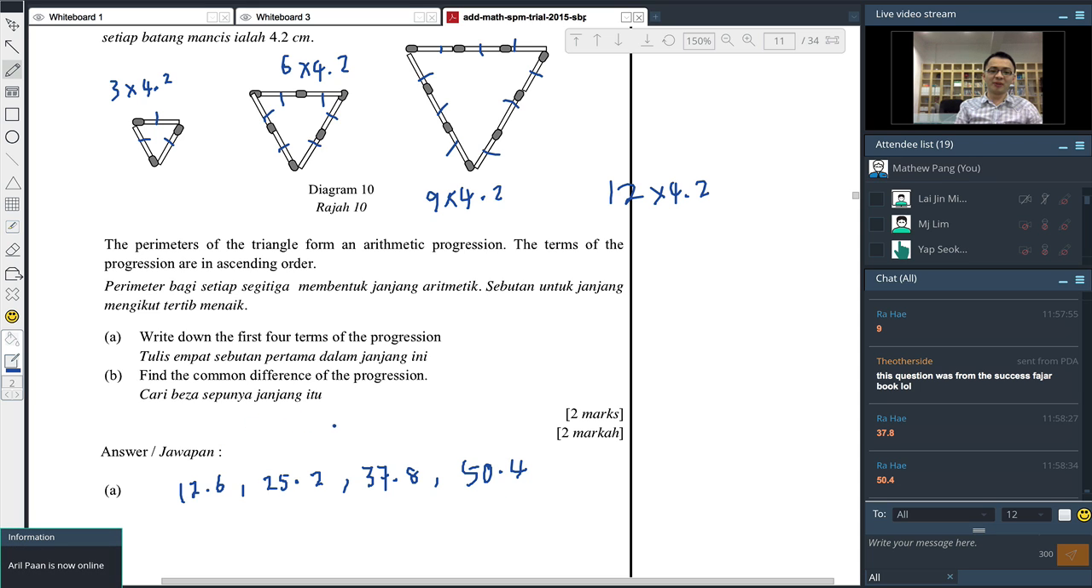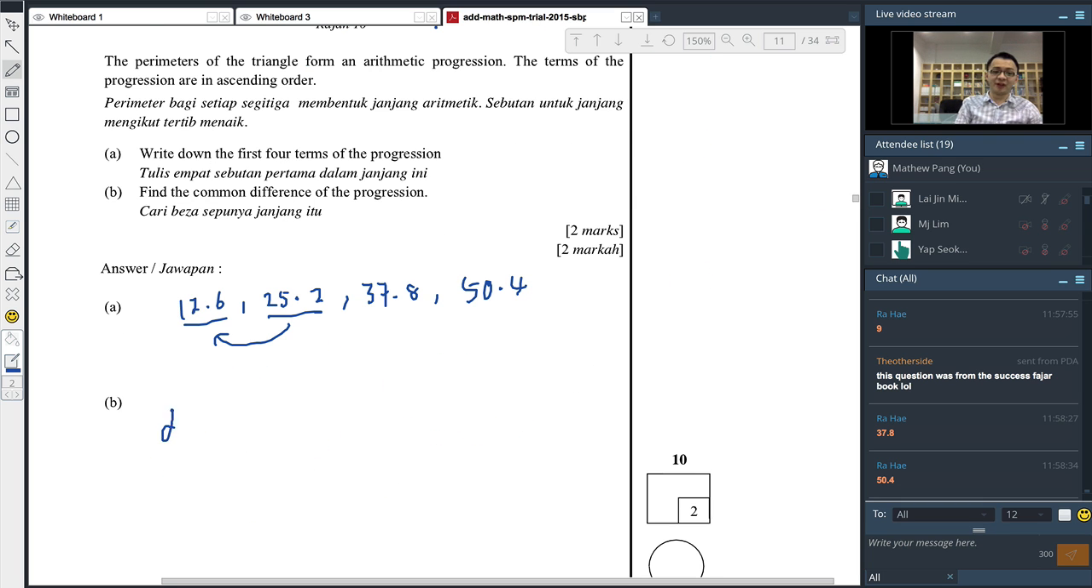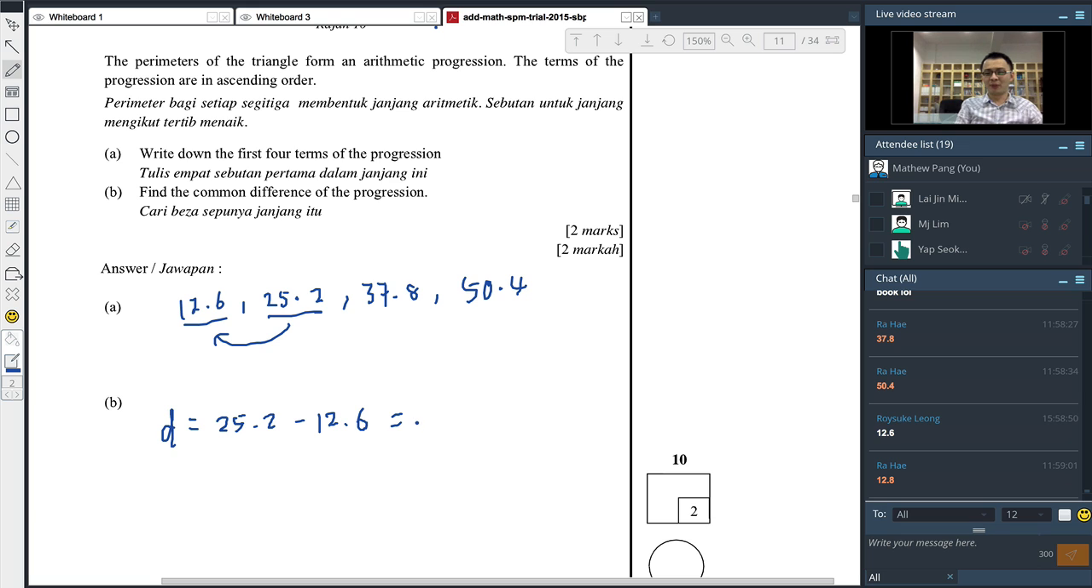So find the common difference of the progression. You just take the second term minus the first term. It's very easy. So I will do common difference equals to 25.2 minus 12.6. Then you get 12.6, isn't it? 25.2 minus 12.6, yeah, 12.6.